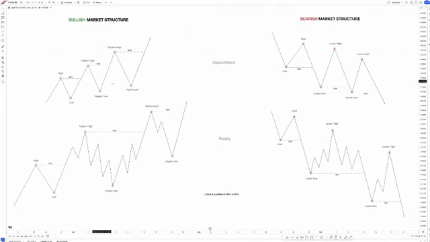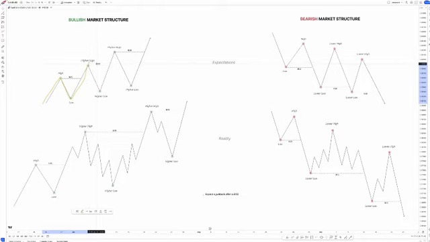And this is what we call market structure, right? It's the structure of the market. It's the DNA of the market. It's basically how and why price moves. So how price works is that price will push up like this, create an impulse, and then start pulling back, and then create another impulse.